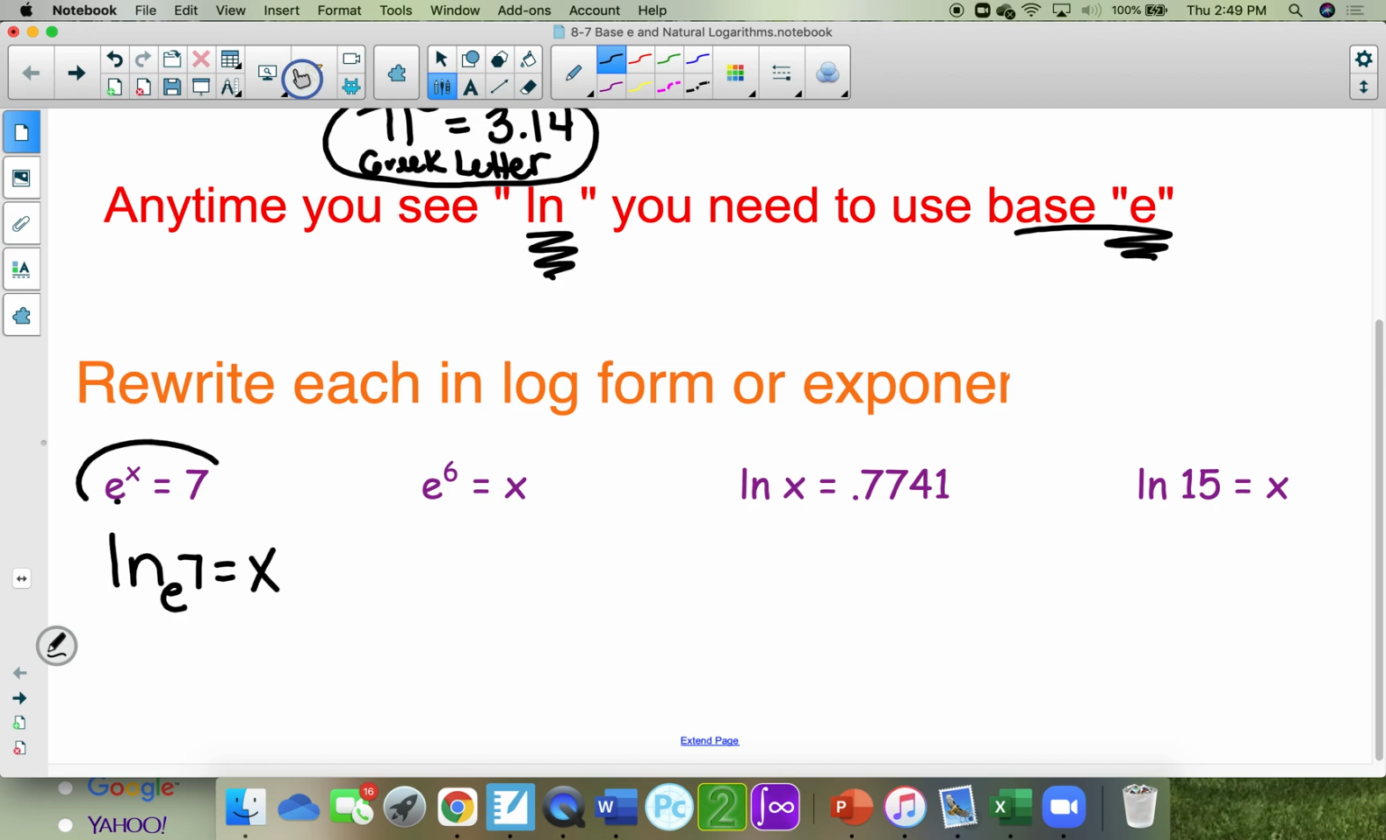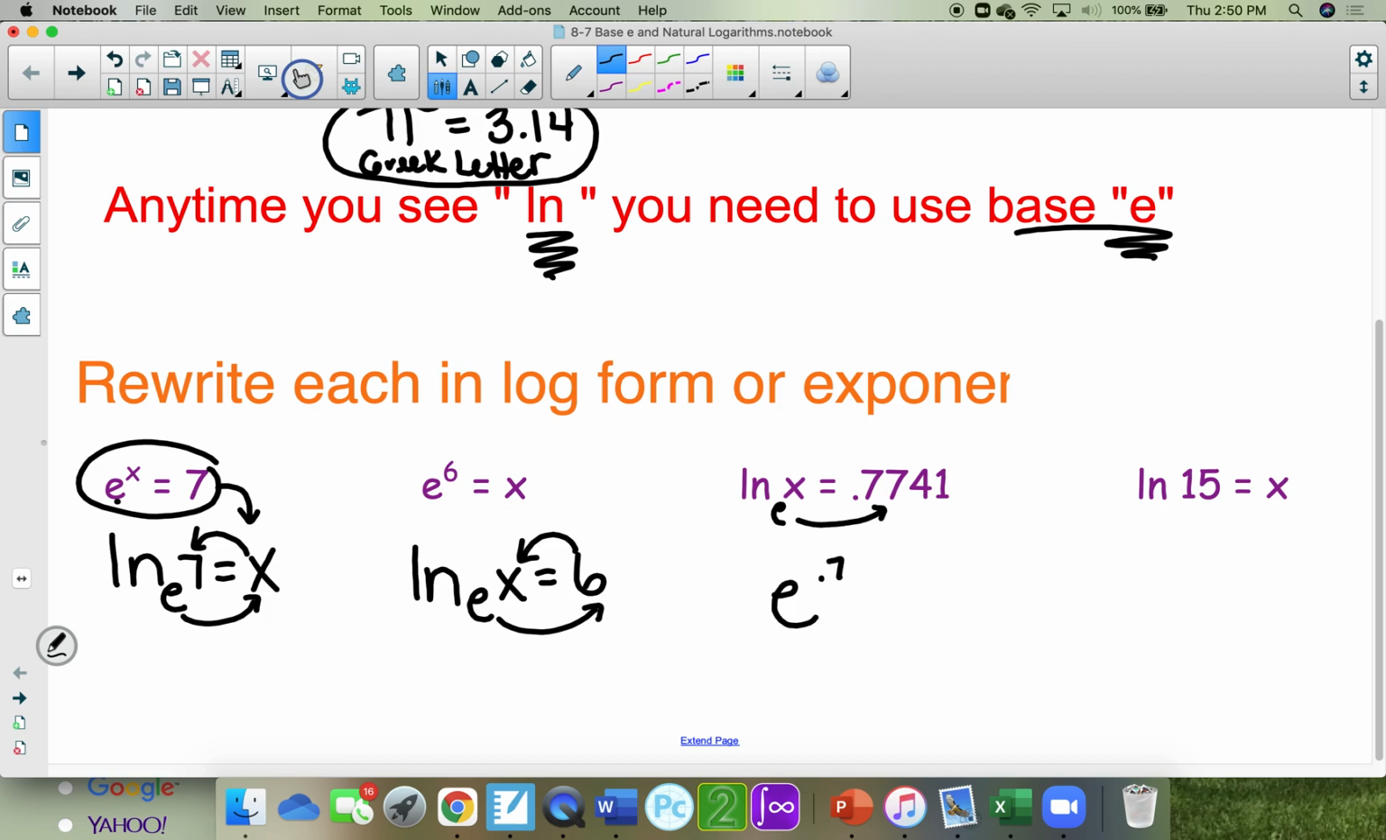And this is an exponential form, and we put it back into natural log form. And you know you have to put an ln and not a log because of the e. e to the x equals 7, and I did it right. So let's do another one. The natural log, a base e of x equals 6. e to the 6th equals x. It's in natural log. I know that this is a little e. So it's e raised to the 0.7741 equals x.